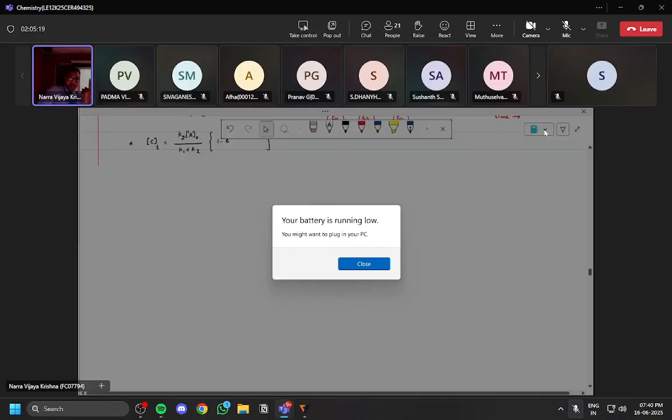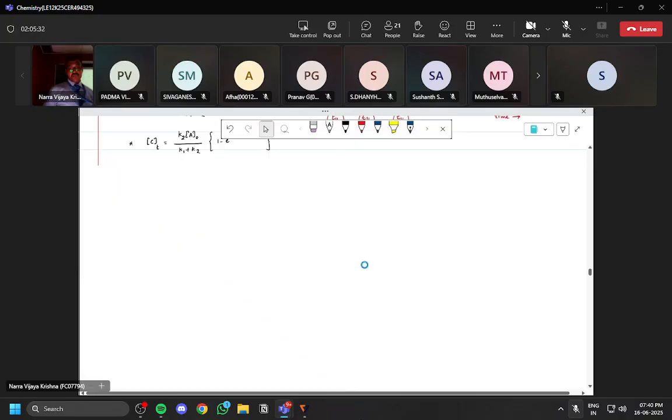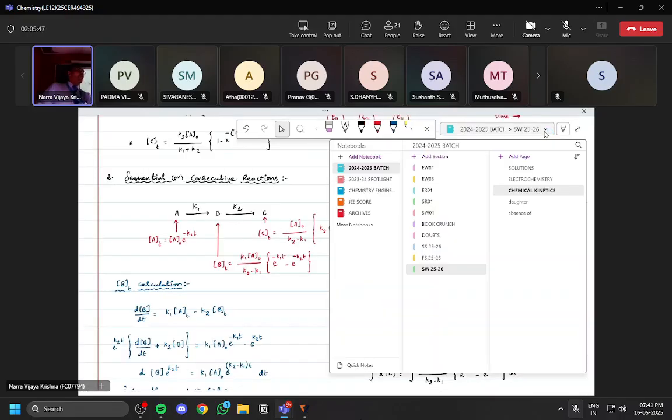Binding energy per nucleon, N by P ratio. These three terms you will learn. What do you mean by binding energy? In nuclear chemistry, what do you mean by binding energy? Energy required to hold all the nucleons together is called binding energy.